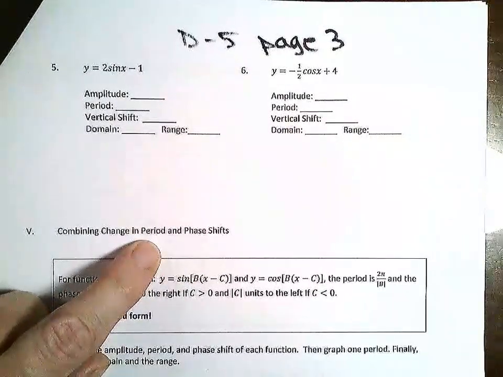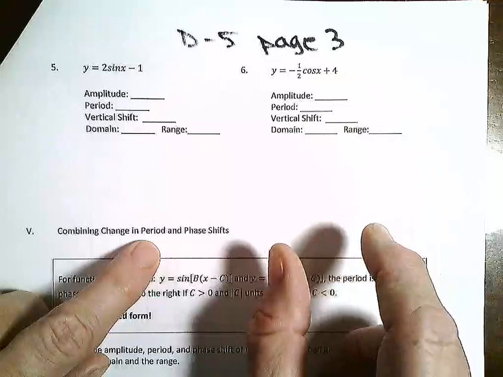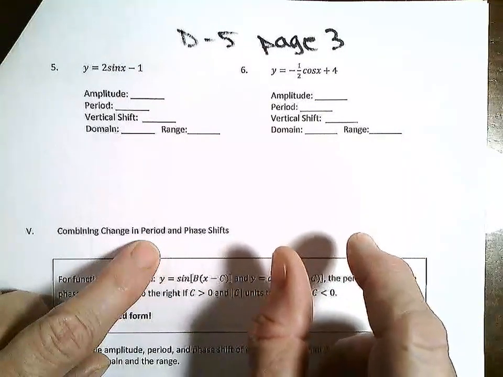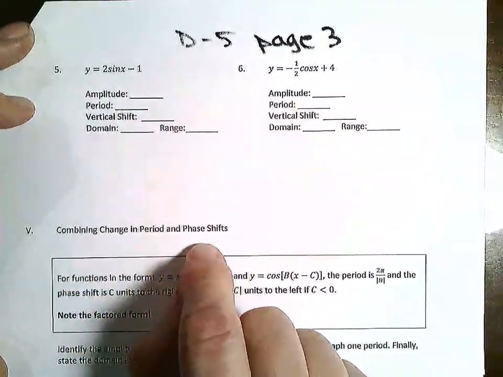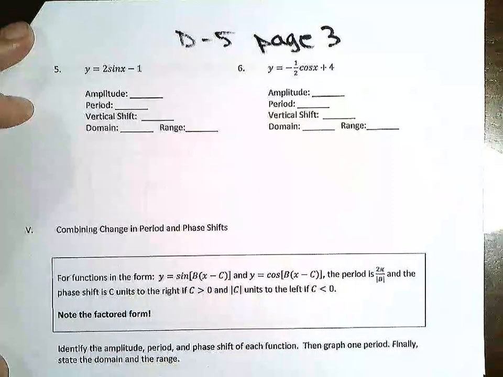And remember that the change in period is a horizontal change. It's either lengthening or shortening the distance on the x-axis that it takes to go through one cycle. And then the phase shift is the horizontal shifting. So we're combining those two.